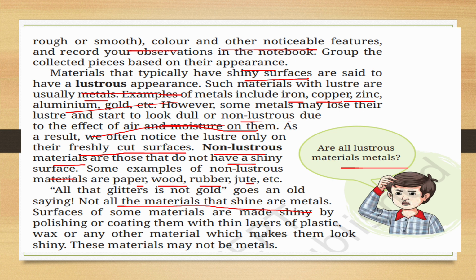Surfaces of some materials are made shiny by polishing or coating them with thin layers of plastic, wax or any other material which makes them look shiny. These materials may not be metals. So, all lustrous materials are not metals.